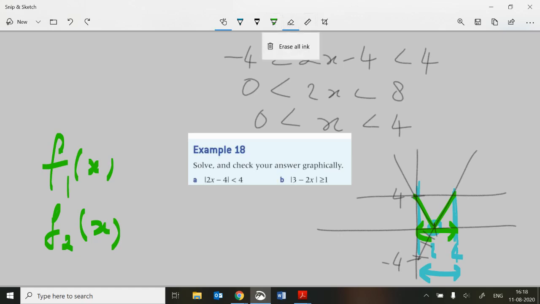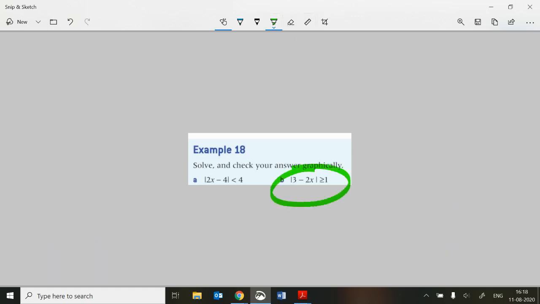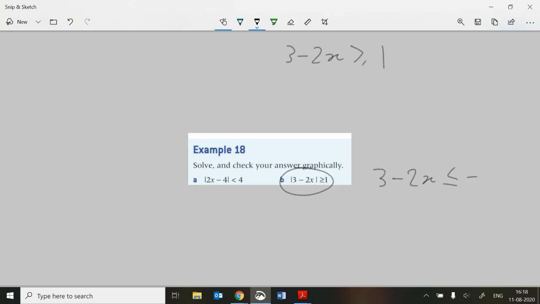Okay, so let's look at the second part of this question. Here, we are talking about doing this the other way around. So we're saying 3 minus 2x has got to be greater than or equal to 1. That's one of the conditions. And the other condition is going to be 3 minus 2x is going to be less than or equal to minus 1. So those are the two things which are coming out.